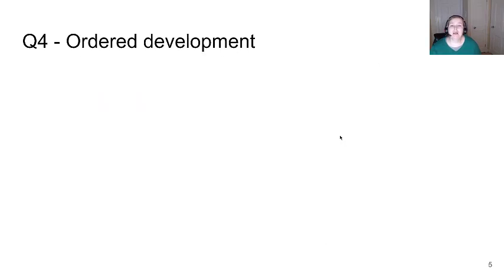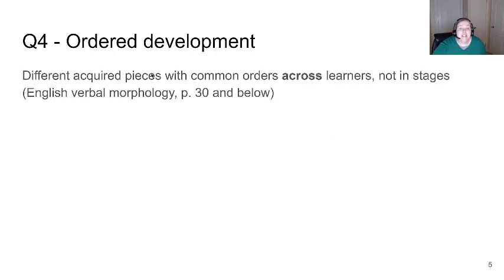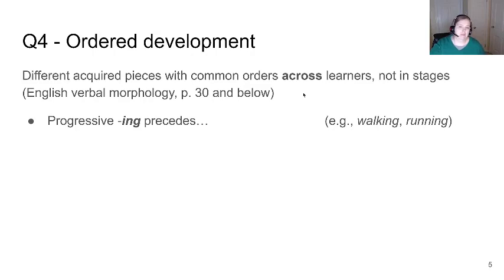Okay. Now, ordered development. One of the challenges of this question is keeping straight which one's stage, and what is ordered. And so, ordered development is different acquired pieces of something, with common orders across learners, and these are not in stages. So I'm going to show you some examples which will make my explanation better. This comes from page 30 of our book.